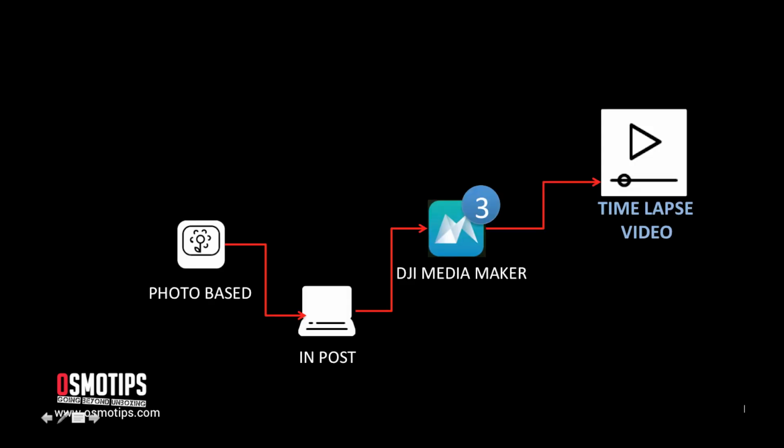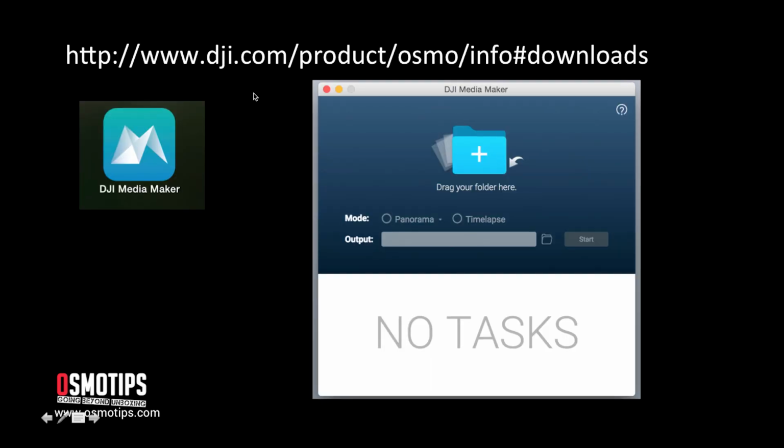So next we look at method number 3, which again is a photo-based method that we take through post-production, and it utilizes the DJI Media Maker to create the time-lapse video. So let's see how this happens. So first of all, you want to head on over to the DJI website, and if you haven't already got this little app that is available for free, all you need to do is to simply download it.